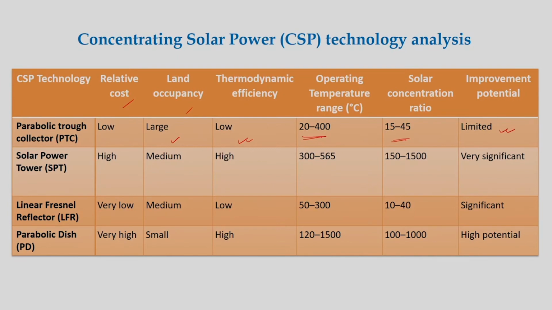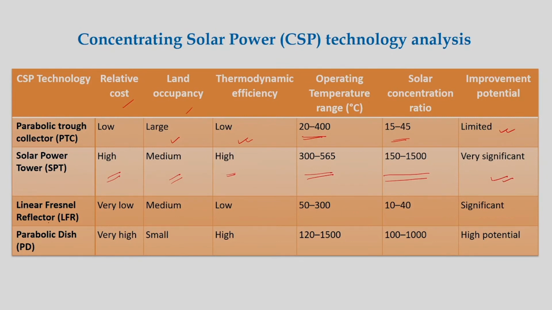For the solar power tower, it is a very high cost, and land occupancy is medium, so not much land area is required. Thermodynamic efficiency is higher, and operating temperature is also higher. The concentration ratio varies from 150 to 1500, and improvement potential is very significant.